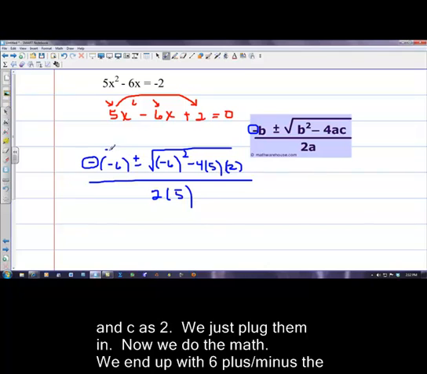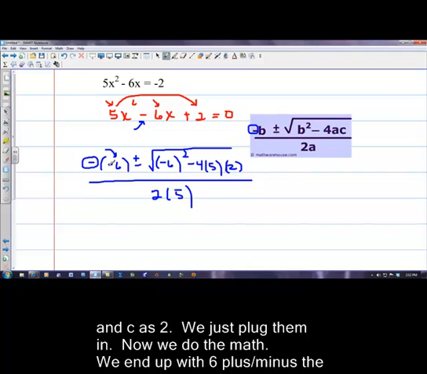And when I plugged in b, I plugged in the negative 6 because there is a negative sign in front of that 6. So you're just going to plug everything in. I've plugged in -6 for B, I've plugged in 5 for A, and 2 for C. So when we do this, we just need to do our math.